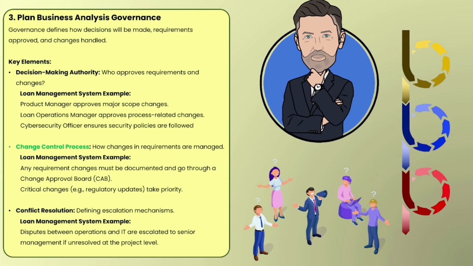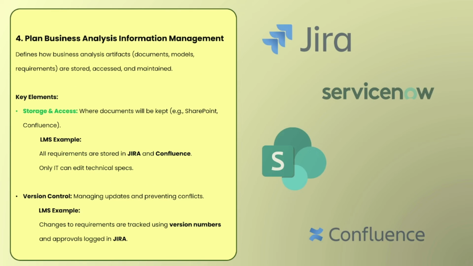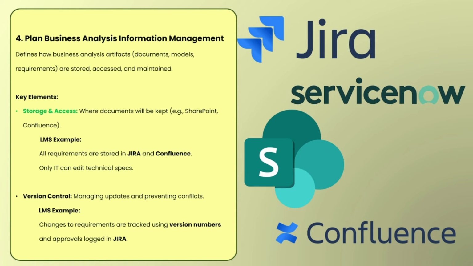Now let's move to another task of BAMP, plan business analysis information management. It is all about figuring out where we will keep all the BA stuff like documents, diagrams and requirements, and how we will manage it throughout the project. It is quite simple to understand. There are two key elements involved in this particular task. One is storage and access.